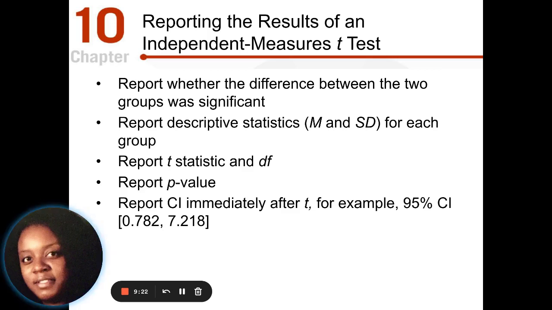When we get ready to report the results of the independent measures t-test, we have to report whether the difference between the two groups was significant. We have to report descriptive statistics for each of those groups. We have to report the t statistic and the degrees of freedom. We have to report the p-value, and we have to report the confidence interval immediately after t.